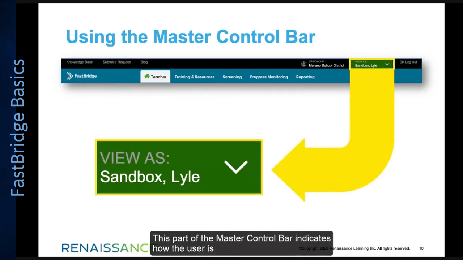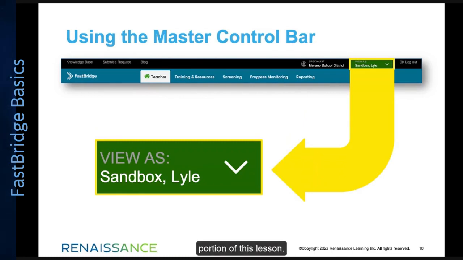This part of the Master Control bar indicates how the user is viewing the system. In this example, the user logged into the system as a specialist from the Moreno School District, but they are viewing the system as it appears for the teacher named Lyle Sandbox. Additional information about the different View As options and how they are impacted by user roles is available by reading the text-based portion of this lesson.